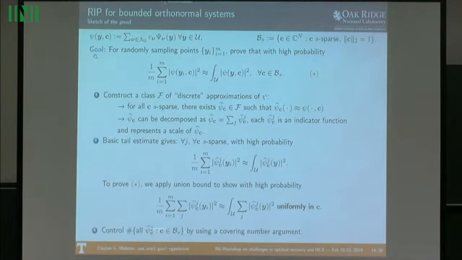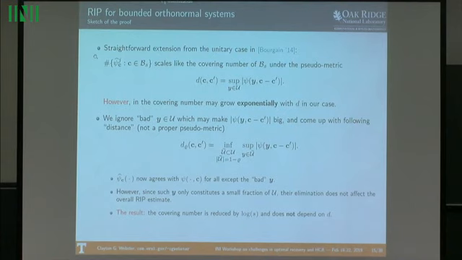Now the idea though is that you need to control the cardinality of this set, and you do this by a covering argument. Okay? If you use the straightforward extension of what's done in Bourgain, which shows up in a few papers, then your problem is that your cardinality will scale like the covering number of this, and he uses a pseudo metric of the following type. The problem is that this will grow exponentially in D in this case.